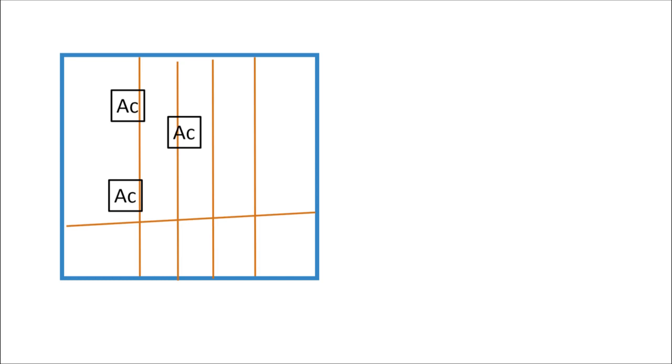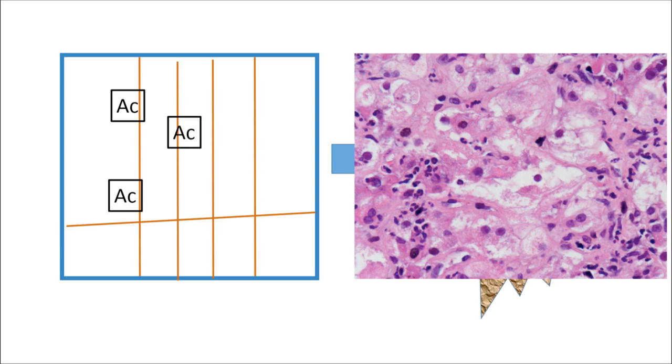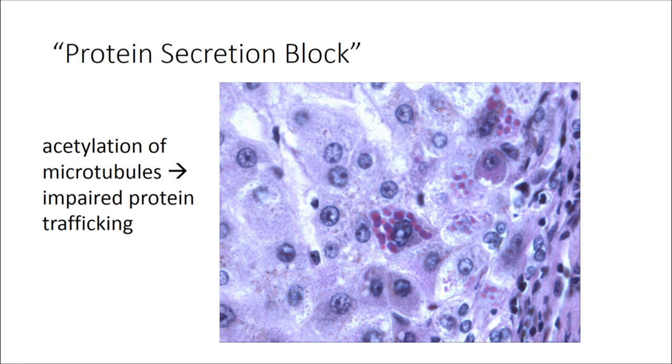Particularly with alcohol use, one can have an incredible amount of acetyl-CoA production that can start to acetylate the microtubules and cytoskeletal within the hepatocyte. That can lead to degradation of its network. And you can imagine, therefore, having a breakage of that cytoskeletal network leading to cellular damage that results in what we call ballooning degeneration.